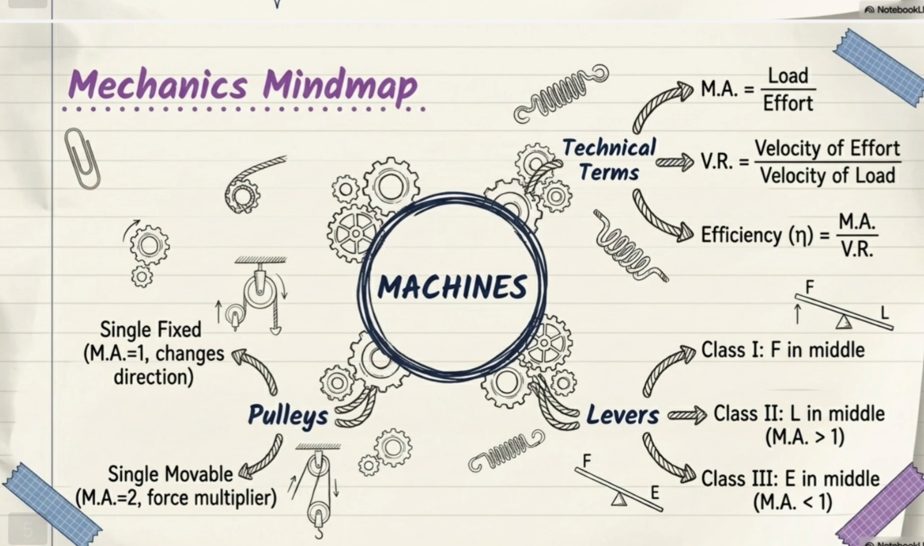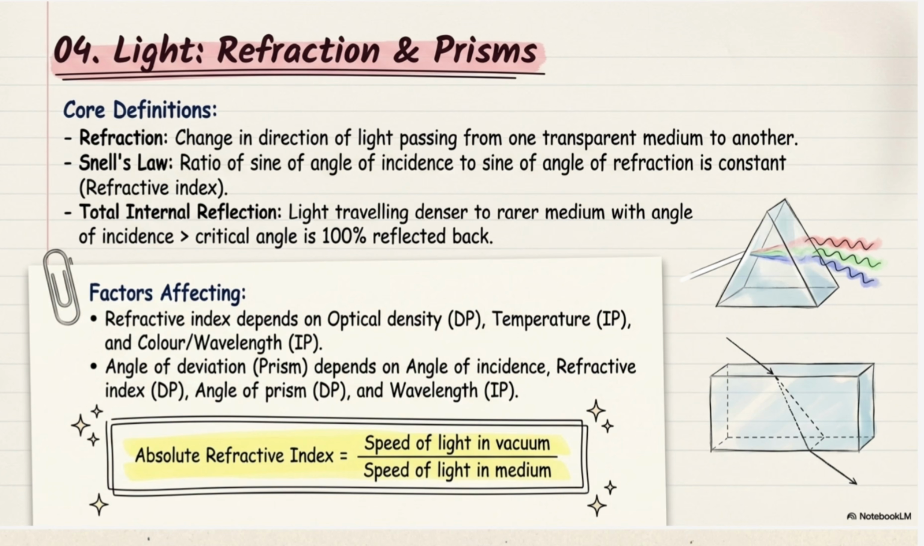Number 4. Refraction and total internal reflection. Now let's move to light. Refraction is the bending of light when it passes from one medium to another. This bending occurs because the speed of light changes in different media. The relationship between angles is given by Snell's law. Snell's law states refractive index equals sin i divided by sin r, where i is the angle of incidence and r is the angle of refraction.